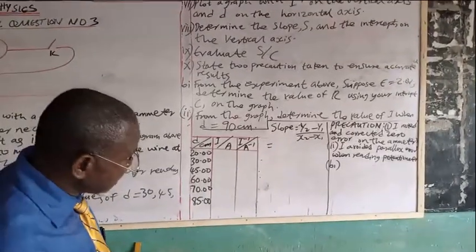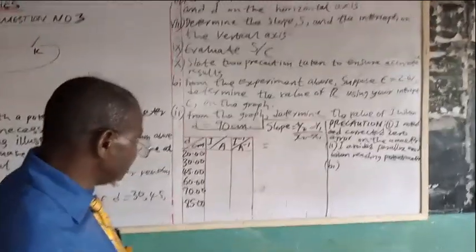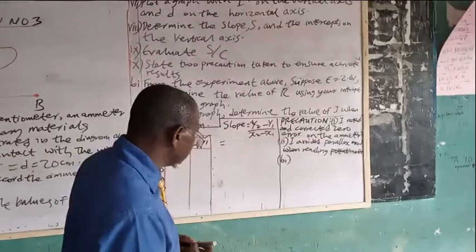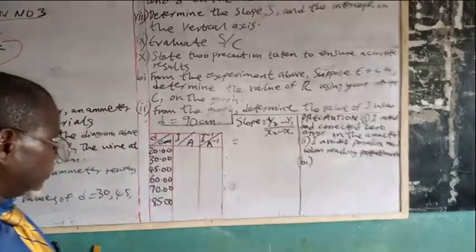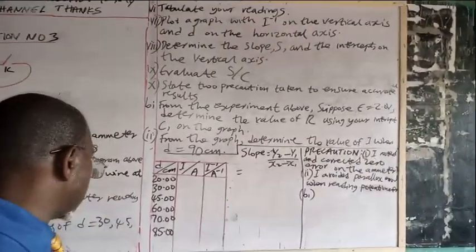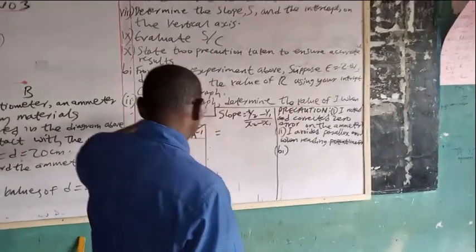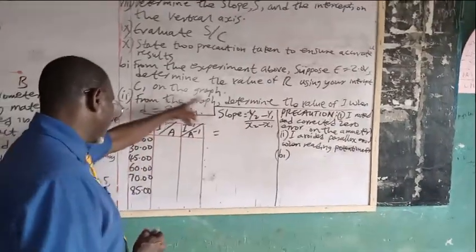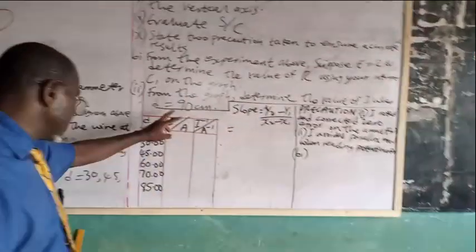B1. From the experiment above, suppose E is equal to 2.04, determine the value of R using your intercept C on the graph. B2. From the graph, determine the value of I when D is equal to 90 centimeters.